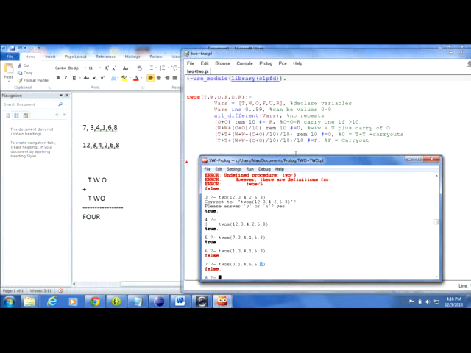So we'll go ahead and test it really quick. We can see that these two examples both work. 7, 3, 4, 1, 6, 8, as well as if t were 12, so 12, 3, 4.